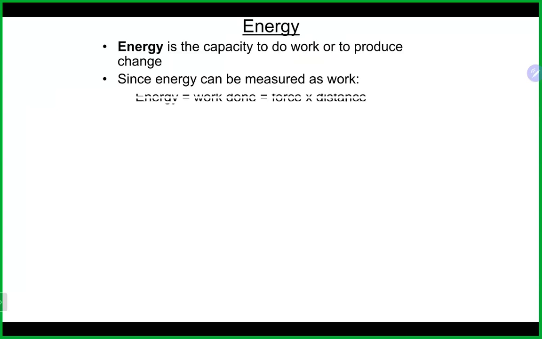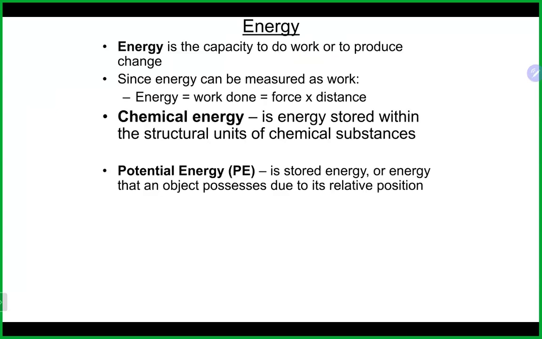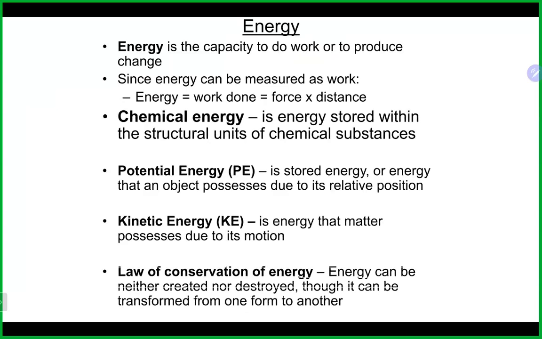So what about energy? Energy is the capacity to do work or to produce some type of change. And there's different types of energy that we come across. Energy is work done, and that's force times distance. There's chemical energies, for example, and that's energy that's stored within chemical units. So in general, when we talk about energy and this flow of energy, as we will see in this chapter for sure, there's kind of two types.